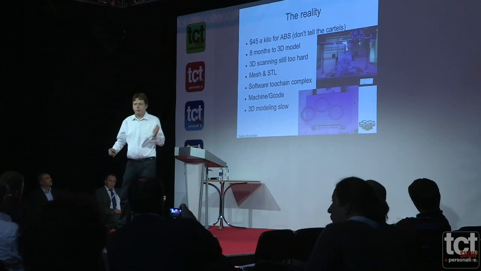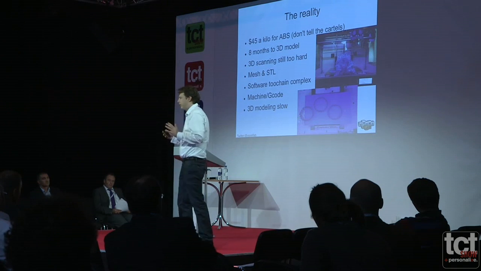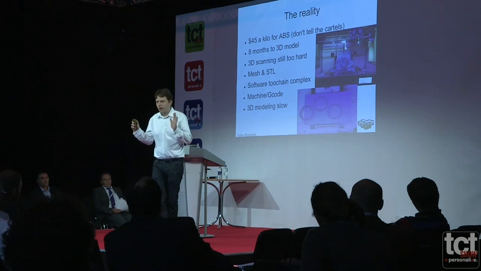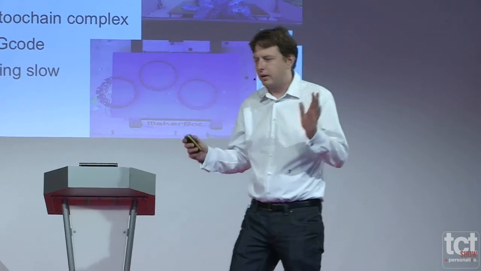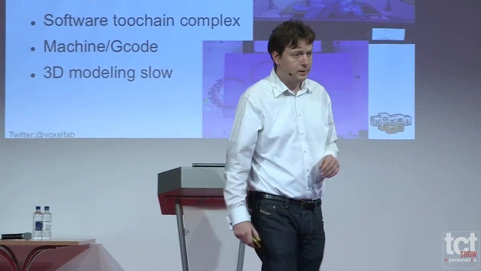So the reality is people are selling ABS plastic for 45 bucks a kilo, which is hilarious, right? It's the right name for this pricing, right? Don't tell the Mexican drug cartels, they're like, 45 per kilo? They will start getting involved in this, and they haven't even learned of the photopolymers, right?